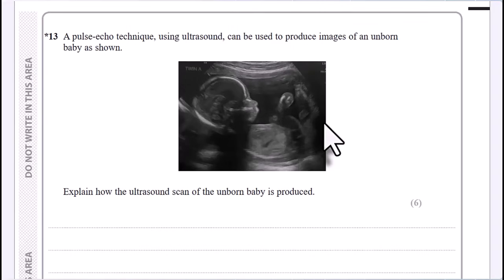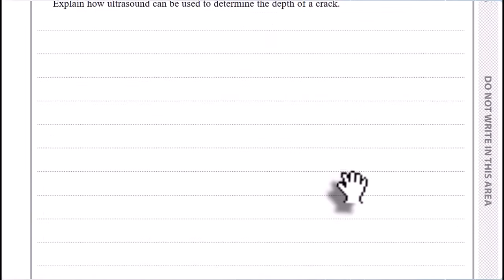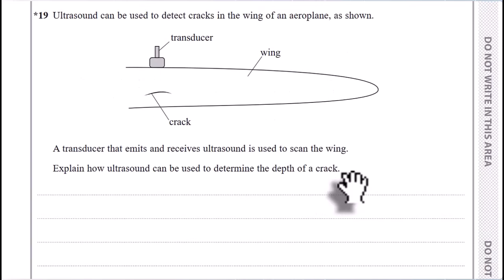So this question is from January 2020, question 13. It says a pulse echo technique using ultrasound can be used to produce images of an unborn baby as shown. Explain how the ultrasound scan of the unborn baby is produced. See, it's a 6 mark question, and the question we were dealing with is also a 6 mark question. And guess what? The marking points are the same.